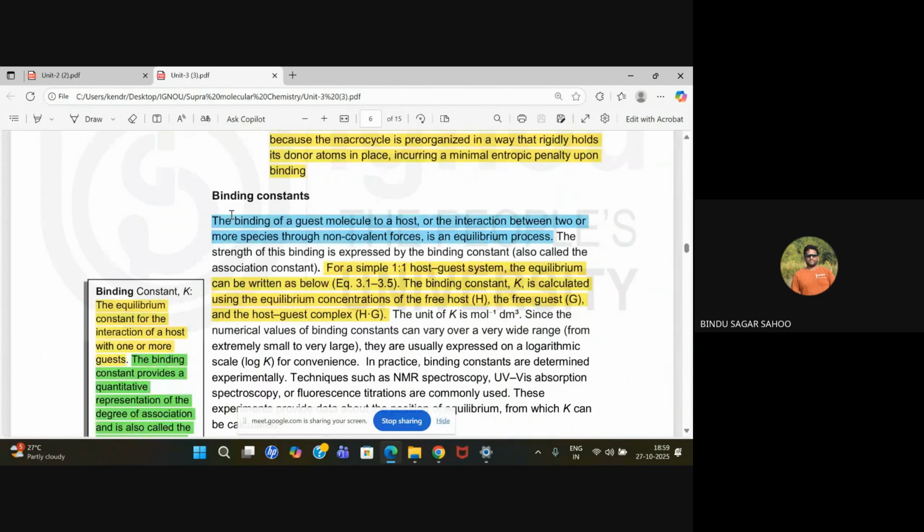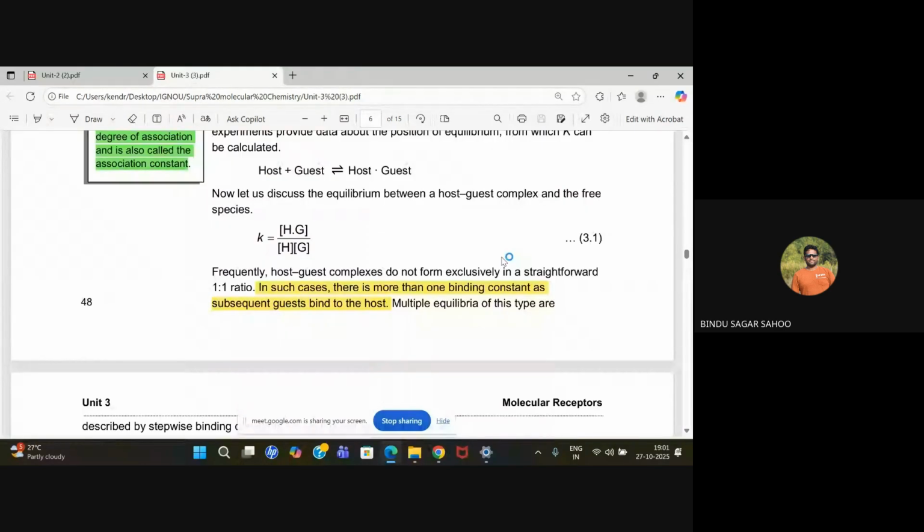Frequently, host-guest complexes do not form an extremely straightforward 1:1 ratio. In such cases, there is more than one binding constant. Sometimes subsequent guest molecules can bind to the host molecule, because a host can have one active site, and sometimes it can have multiple active sites. So a host can accommodate one guest molecule or more than one guest molecule.